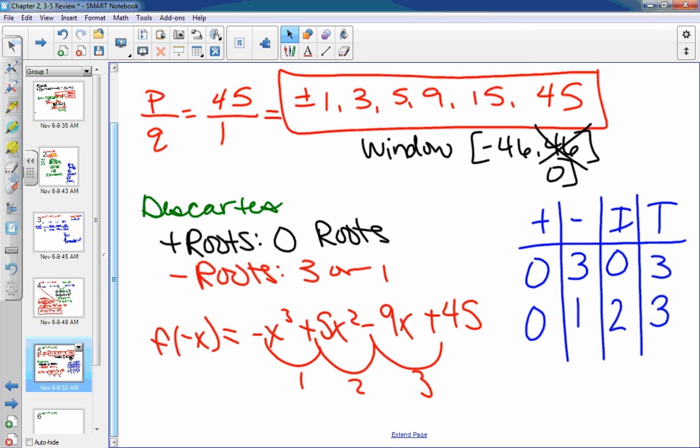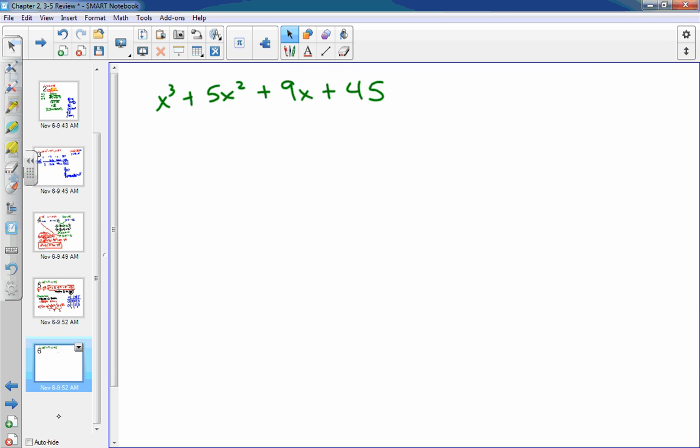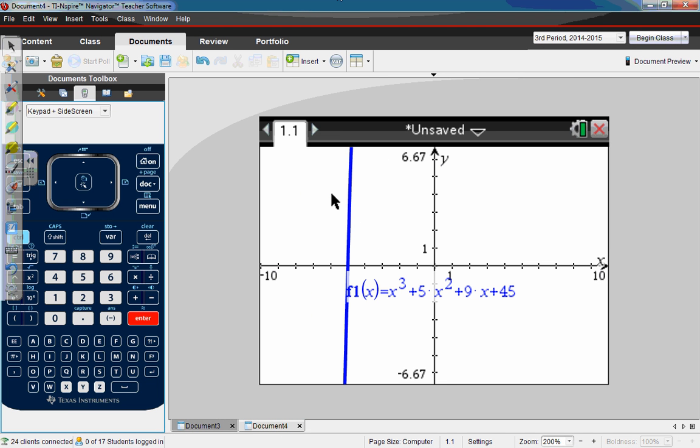Okay. Now, we need to go ahead and we need to graph this. Because when we graph this, this is going to tell us a lot of information. So I went to graph that, and the problem was what? 3x cubed plus 5x squared, x plus 45. Okay, there's my graph.